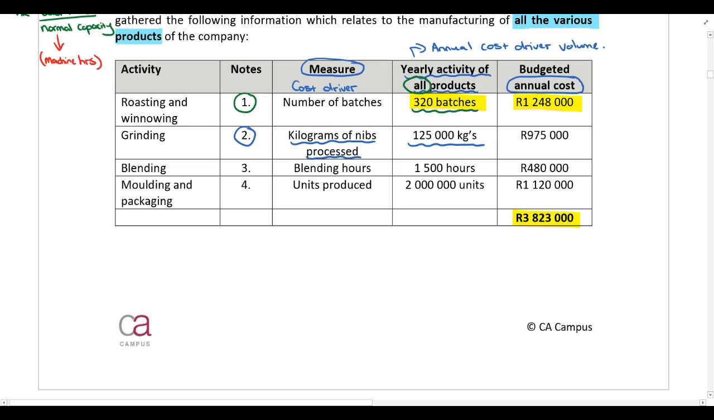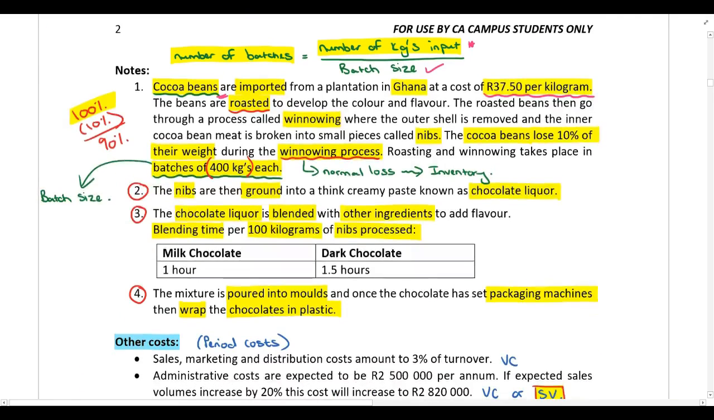So let's go to note 2. The nibs are then ground into a thick, creamy paste known as chocolate liqueur. All right, so no information to help us with our calculation, just a little bit of information about the production process. But what's important to note over here, guys, is all of the cocoa beans, we calculated the number of kilograms of cocoa beans that will be input into the production process.